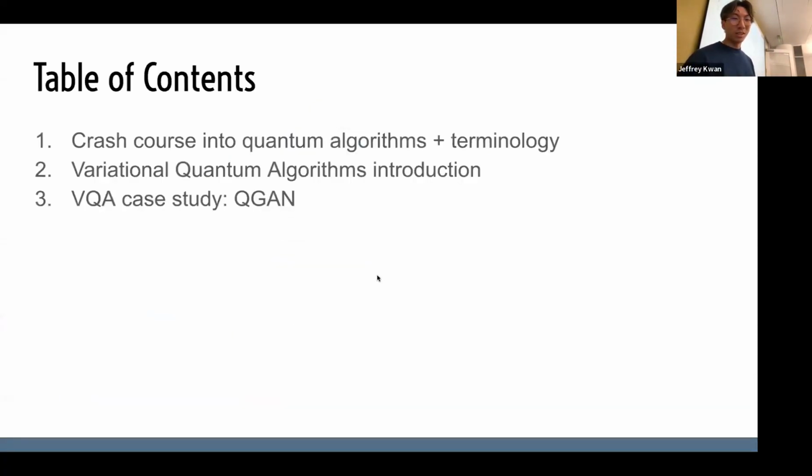So before we get started, here's a very short table of contents. We're going to talk about quantum algorithms in general. Then we're going to talk about variational quantum algorithms, and then we're going to talk about a very specific one.